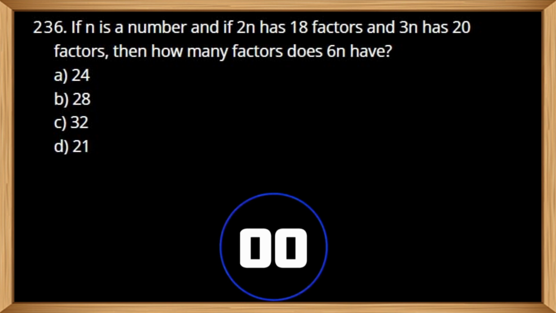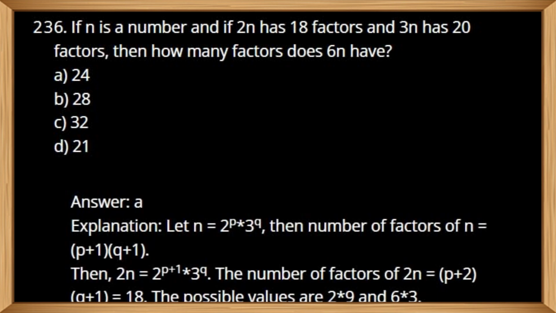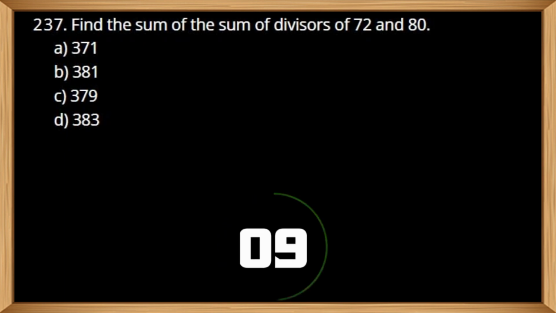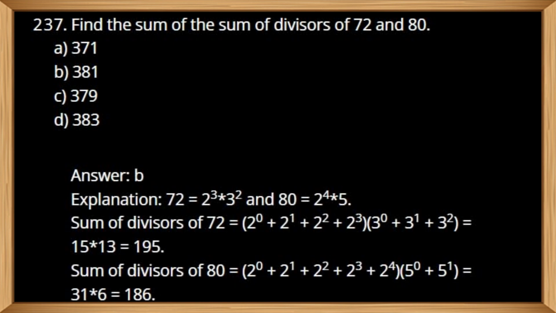If n is a number and if 2n has 18 factors and 3n has 20 factors, then how many factors does 6n have? Option A, 24. And the sum of divisors of 72 and 80. Option B, 381.